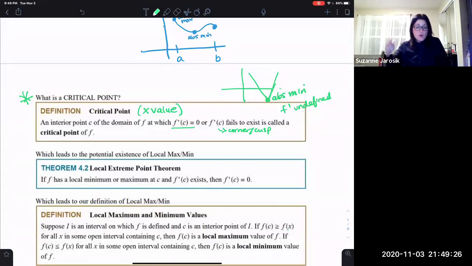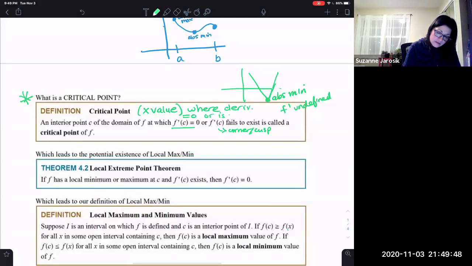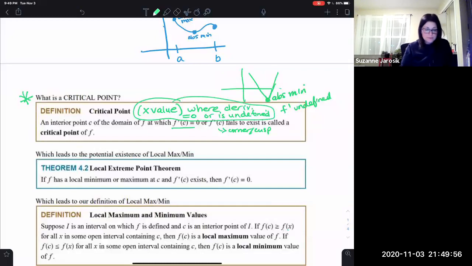So the critical points help us determine whether or not we have a max or a min. We're going to use them to help us determine that. So I'm going to actually add something here. The x value where the derivative equals 0 or is undefined. So critical point, super important.